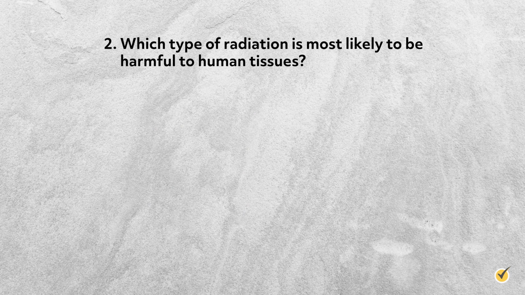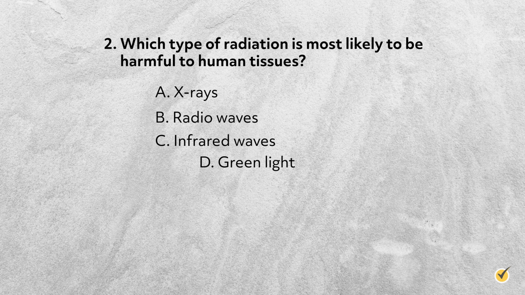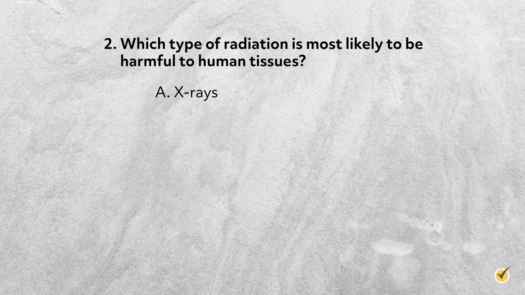Number 2. Which type of radiation is most likely to be harmful to human tissues? A. X-rays, B. Radio waves, C. Infrared waves, or D. Green light. The correct answer is A. Only the very high energy types of radiation are able to penetrate and cause harm to human cells. Generally, these include gamma, X-ray, and ultraviolet radiation. Any of the lower energy types of radiation are not energetic enough to cause harm.